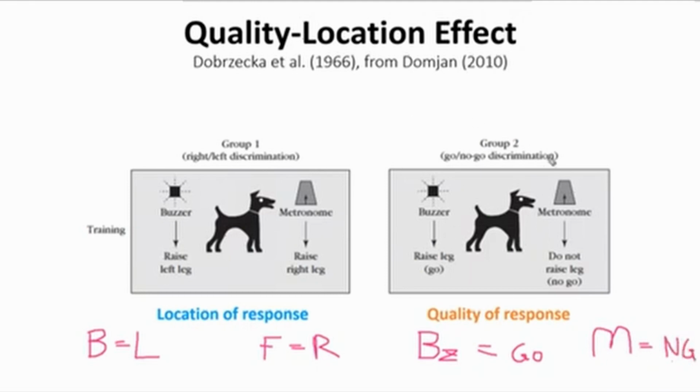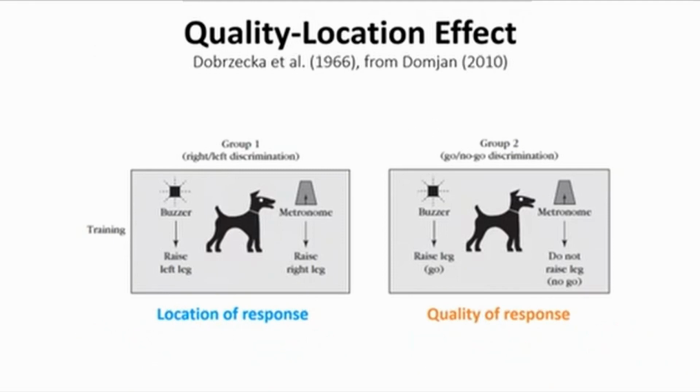So when it's a go-no-go response, they care about quality. And if it's a left-right discrimination, they care about the location. So the type of response that they need to make controls which feature they pay attention to in this setup, which is just super cool.